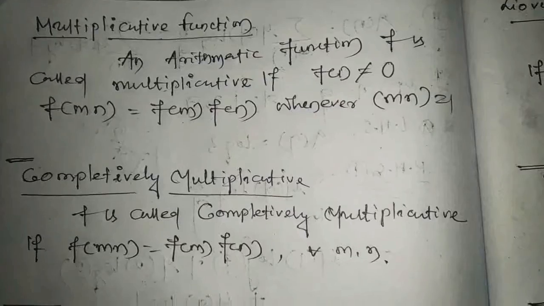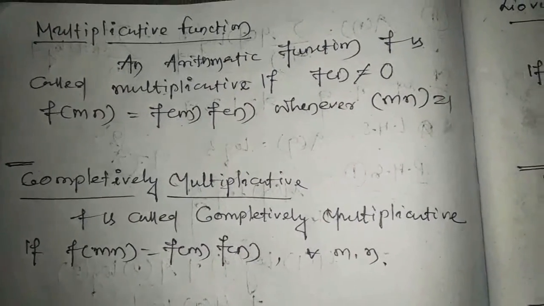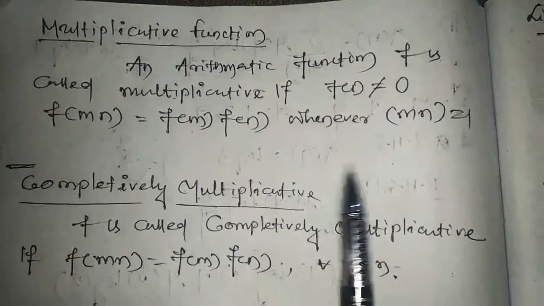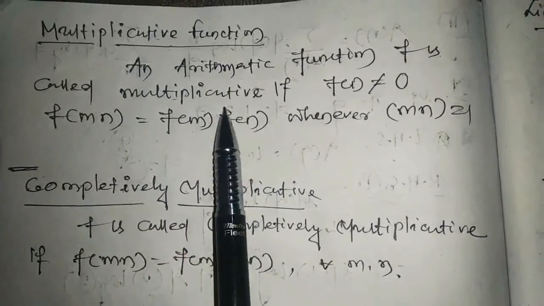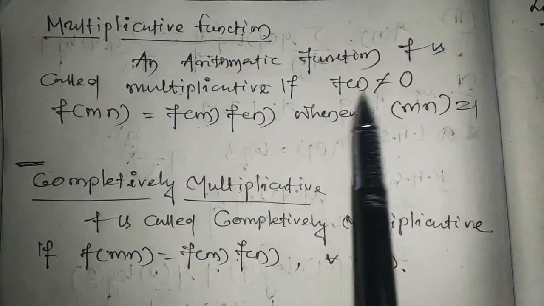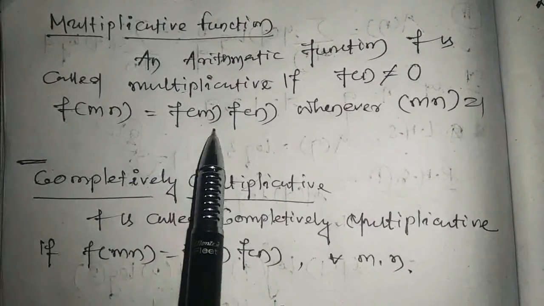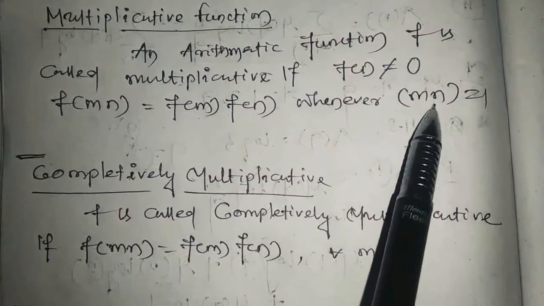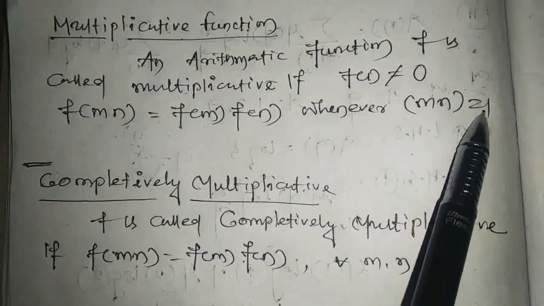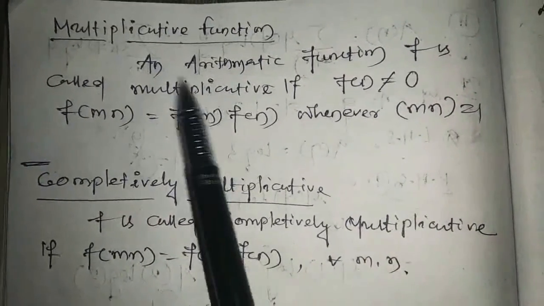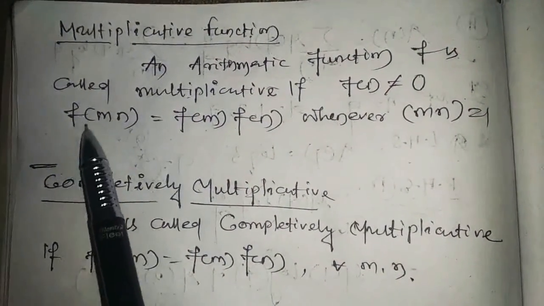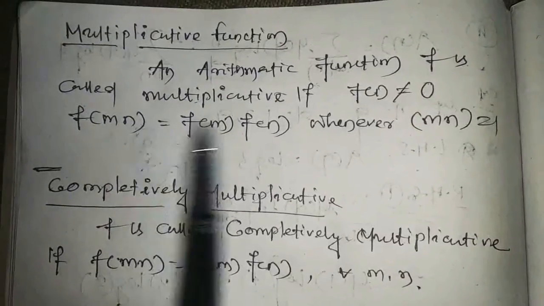Again, here is an important function, that is the multiplicative function. An arithmetic function f is said to be multiplicative if f of 1 is not equal to 0 and f of mn is equal to f of m into f of n whenever the GCD of m and n is 1.